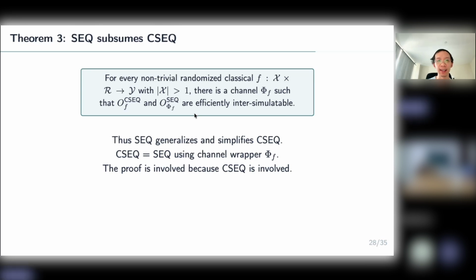The takeaway is that SEQ is actually a generalization of CSEQ, and at the same time it much simplifies the CSEQ definition. In particular, you can understand the CSEQ definition achieved in prior work as just this simpler SEQ using a particular quantum channel wrapper for the classical randomized functionality F. I'm not going to tell you the proof because CSEQ is complicated, and as a consequence, the proof is also complicated.